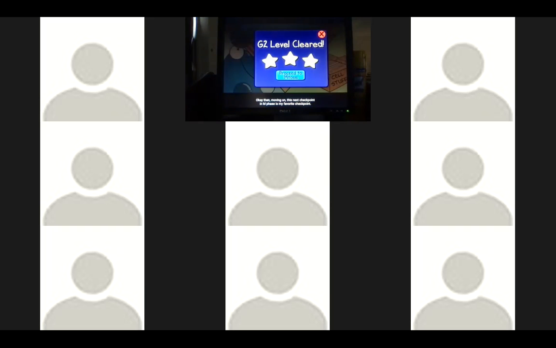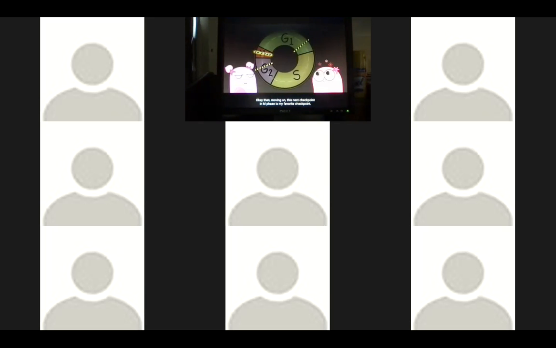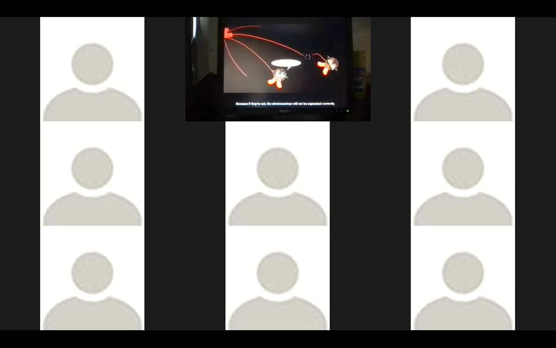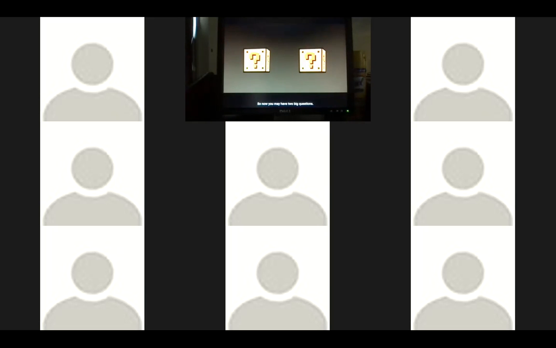Okay, then moving on. This next checkpoint in M phase is my favorite checkpoint. It checks in the stage metaphase to make sure the chromosomes, which are made of DNA, are lined up in the middle correctly, that they're all attached to the spindle correctly, because if they're not, the chromosomes will not be separated correctly. So now you may have two big questions. First, what happens if the cell doesn't meet the requirements of the checkpoint? And second, what is doing the regulating of this cycle anyway?